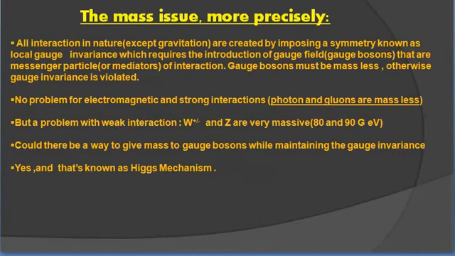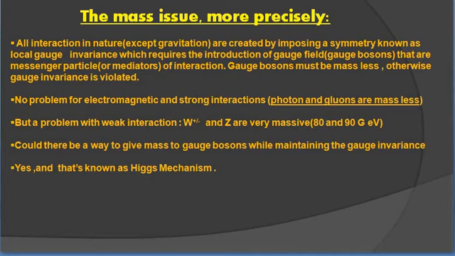The mass issue, more precisely: all interactions in nature are created by imposing a symmetry. Nature loves symmetry, and symmetry can be imposed by local gauge invariance, and local gauge invariance can be maintained when the gauge bosons are massless. So there is no problem with the electromagnetic and strong interactions because the photon and gluon are massless, but there is a problem with the weak interaction because the W plus-minus and Z bosons are very massive.